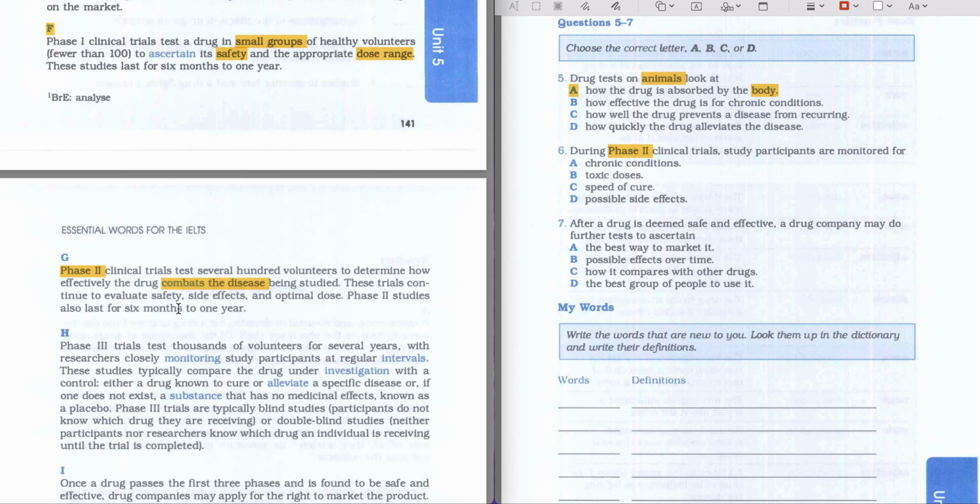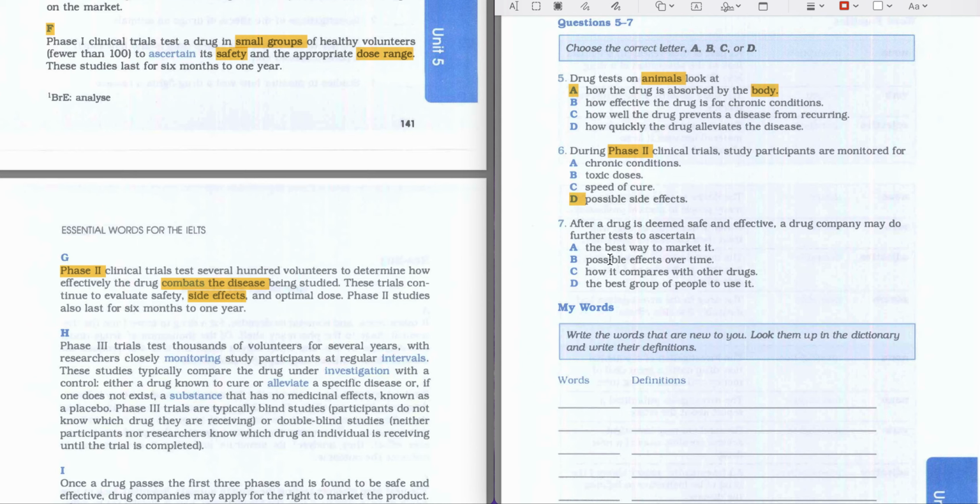Phase 2 clinical trials test several hundred volunteers to determine how effectively the drug combats the disease being studied. These trials continue to evaluate safety, side effects, and the optimal dose. Phase 2 studies also last for 6 months to 1 year. So they were studying side effects. So the answer to the sixth question is going to be possible side effects, which is D.